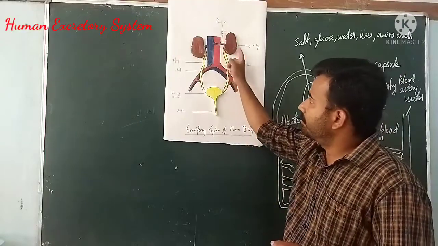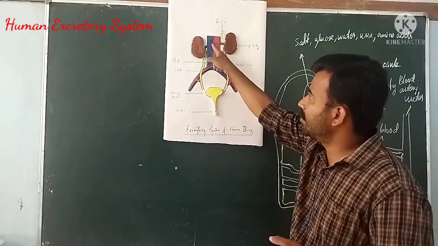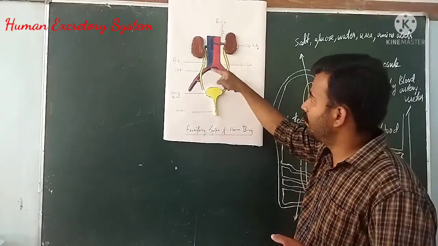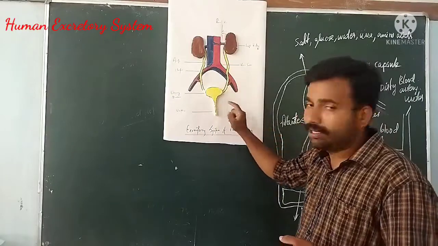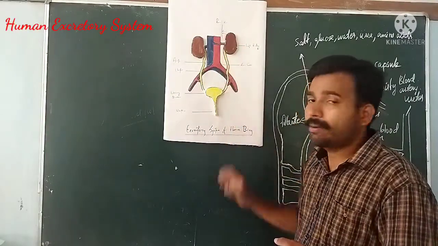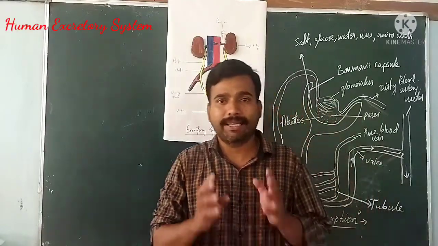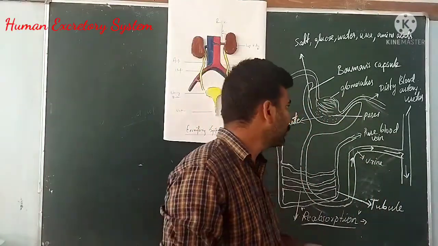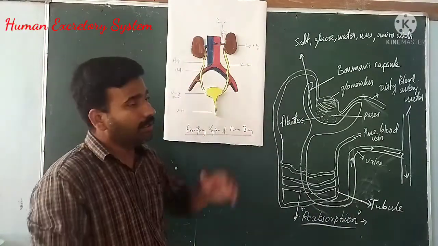So a pair of kidneys, a pair of ureters, then the renal artery, then the renal vein, which is actually the inferior vena cava, then the urinary bladder, then the urethra. These are the main important parts of the human excretory system. Now let us see what is happening inside this particular kidney.